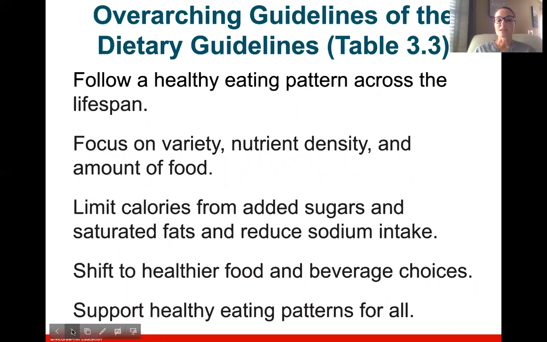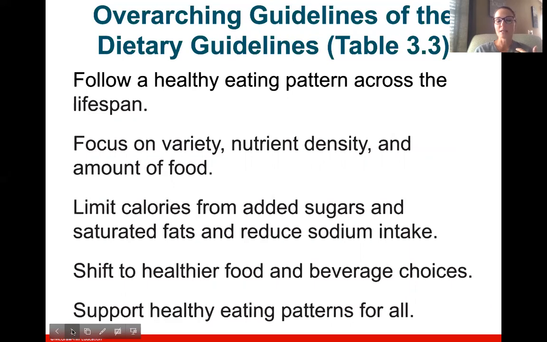The dietary guidelines come out every 5 years, and most of the time they're giving recommendations on how to just be healthier overall, in particular with our eating habits. So following a healthy eating pattern across the lifespan, getting variety, nutrient density, and amount of foods, limit calories from added sugars and saturated fats, and reduce sodium intake, shift to healthier food and beverage choices, and then support healthy eating patterns for all.